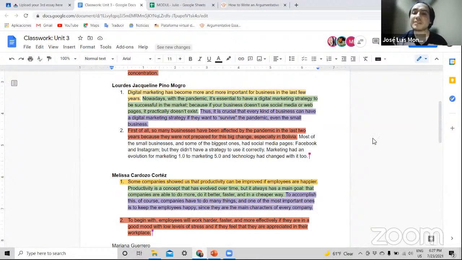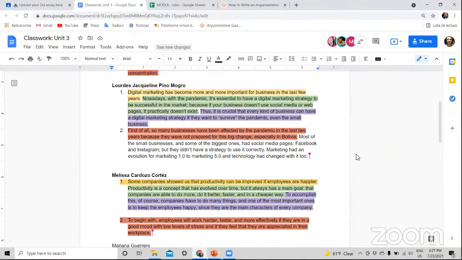Okay, let's check what you got in the meantime. Let's read what you have so far, please. Lourdes, let's read your introduction again. I mean, not the introduction, only the body paragraph, the topic sentence, the extra explanation that you're giving, and how you're connecting that to the following idea.